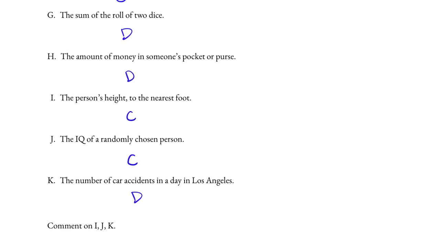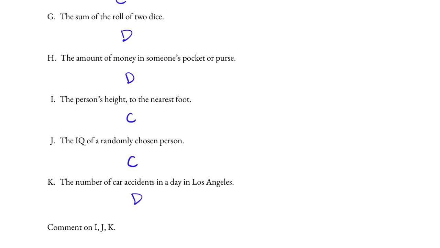And so let's comment further on parts I, J, K. The person's height, when we round it to the nearest foot, we might report 1 foot, 2 feet, 3 feet, 4 feet, 5 feet, 7 feet, and so on. We can list them in order. And on the surface, they might look discrete, but the height is something that we measure. So even if we round it, it is continuous in its nature.